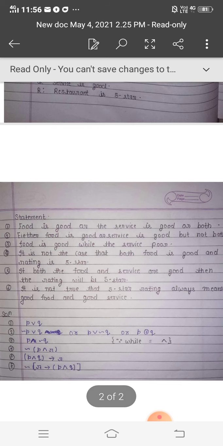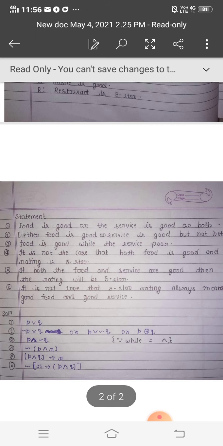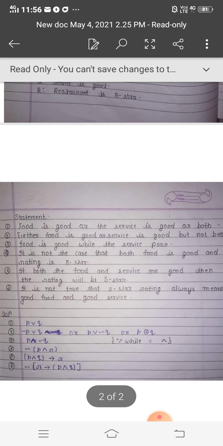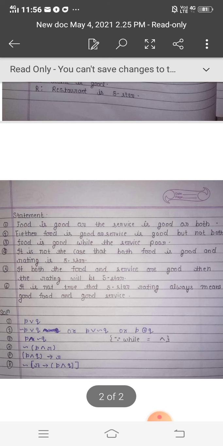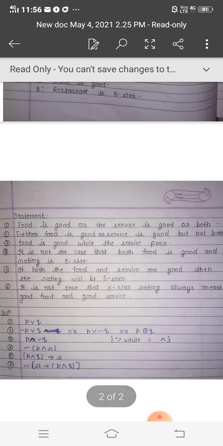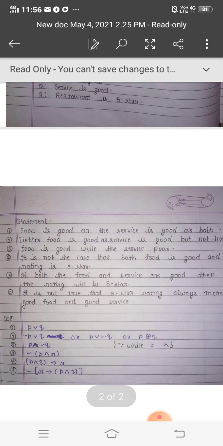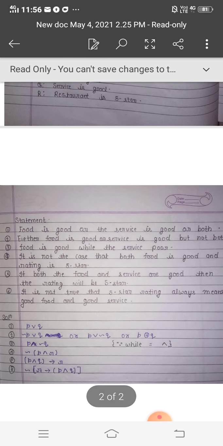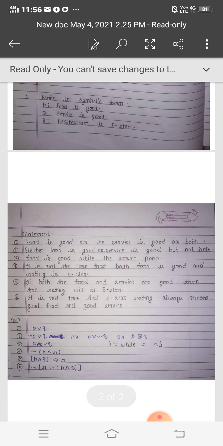Next, it is not true. Again it is not true, then we will use negation, meaning not before the bracket. Afterwards, 5-star rating is R. It is not true that 5-star rating always means good food and good service. We can identify it is the conditional case here. So for every case, if one condition is given, we will use the conditional operator. So the answer will be not before the bracket, and in the bracket R implies, good food is given in P, service is in Q, so R implies P and Q.